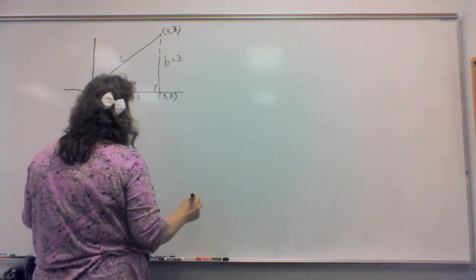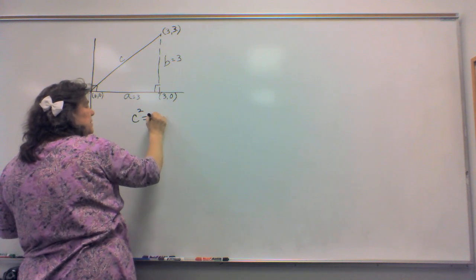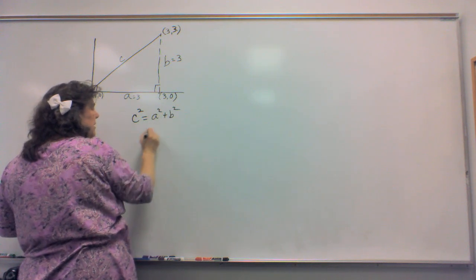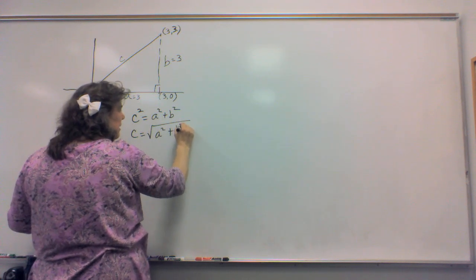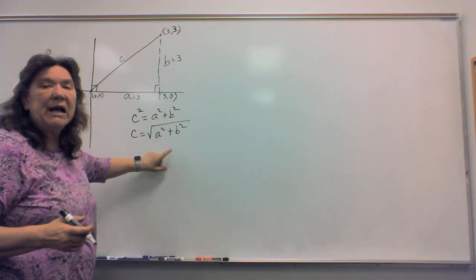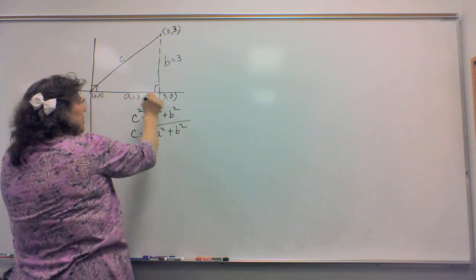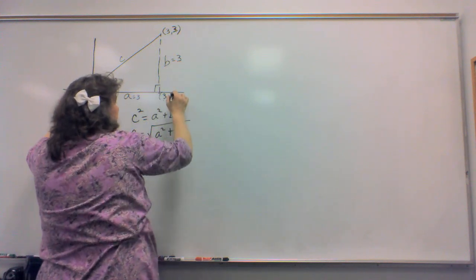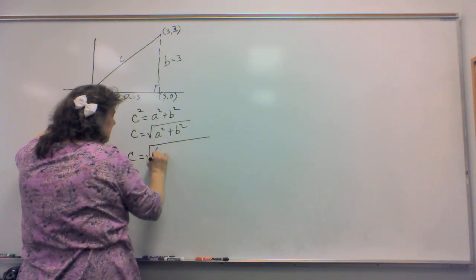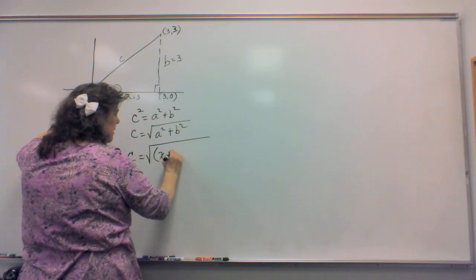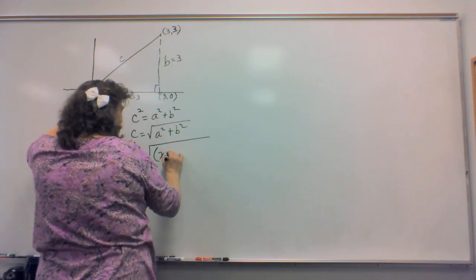As you can see, for your distance C, from the Pythagorean theorem, C squared is equal to A squared plus B squared. So C is equal to the square root of A squared plus B squared. But what gives you your A and your B? Well, in this case, your X values give you your A, and your Y values give you the B. So this would be C is equal to the square root of X sub 1 minus X sub 2.